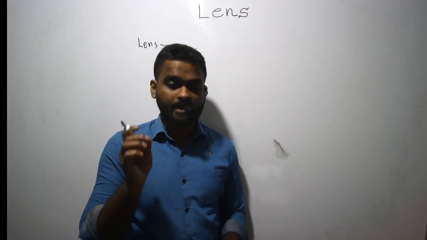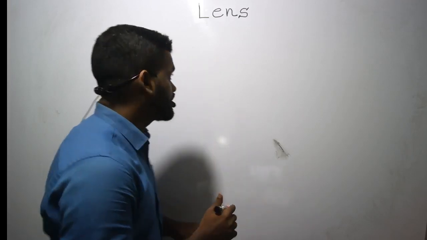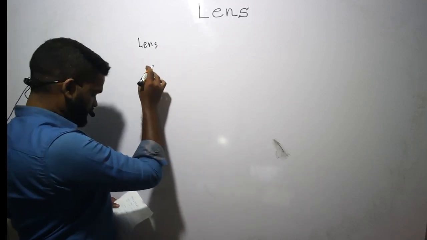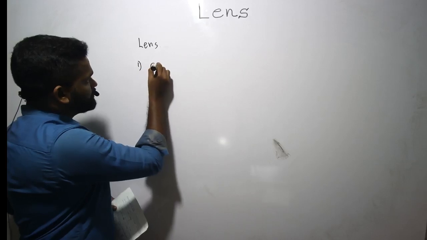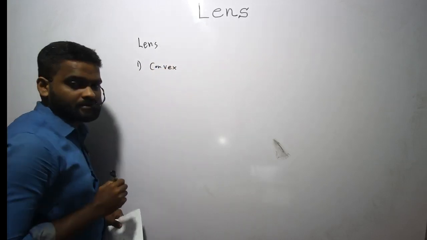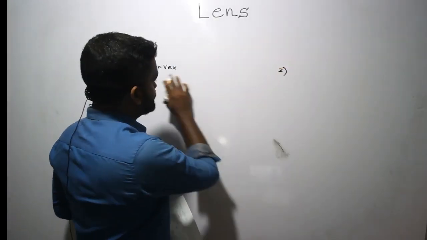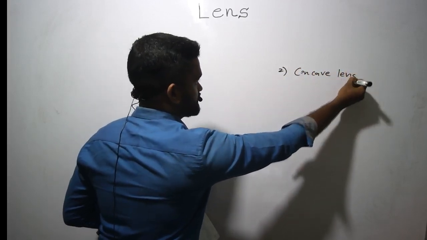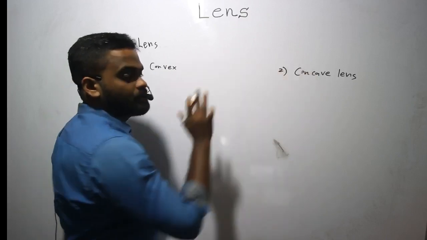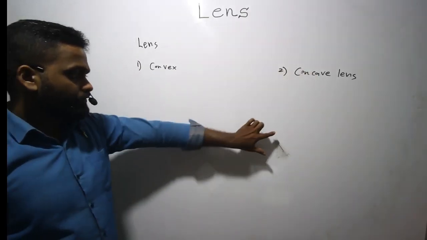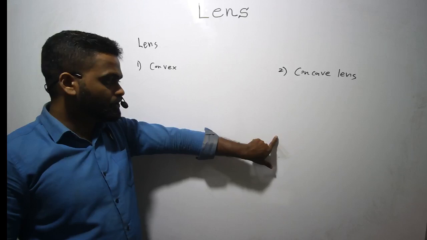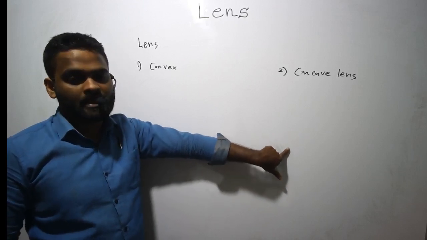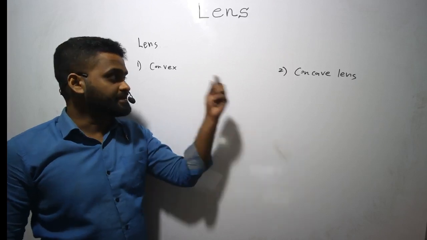So you know that there are two types of lenses. Under what you have written, you can write: the first type we call convex lens. In front of that, write concave lens. When you are given a lens, you should be able to identify whether it is a convex lens or a concave lens. So how do we separate these two?